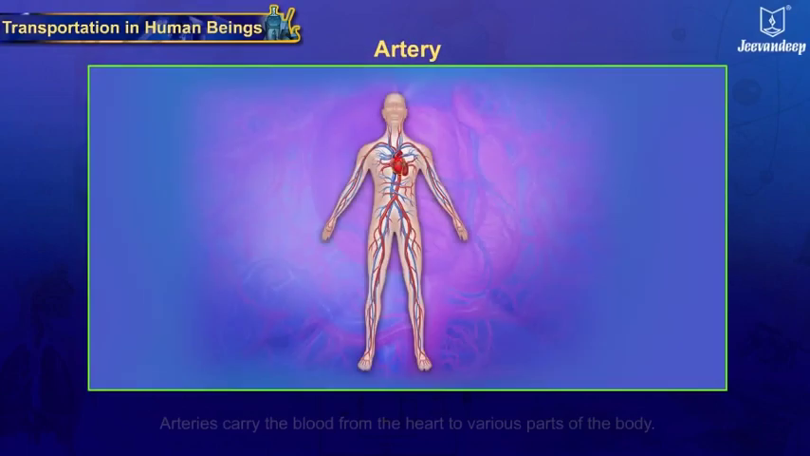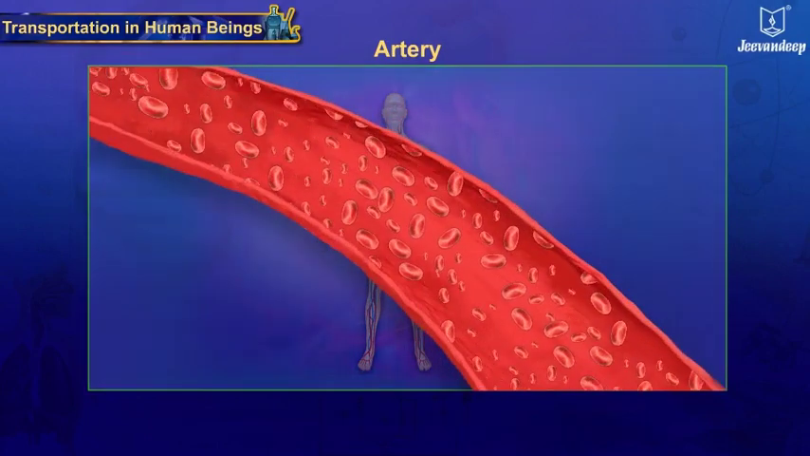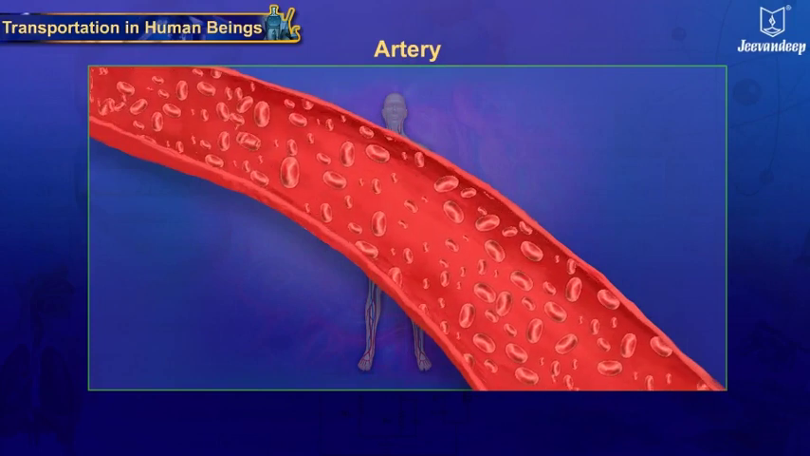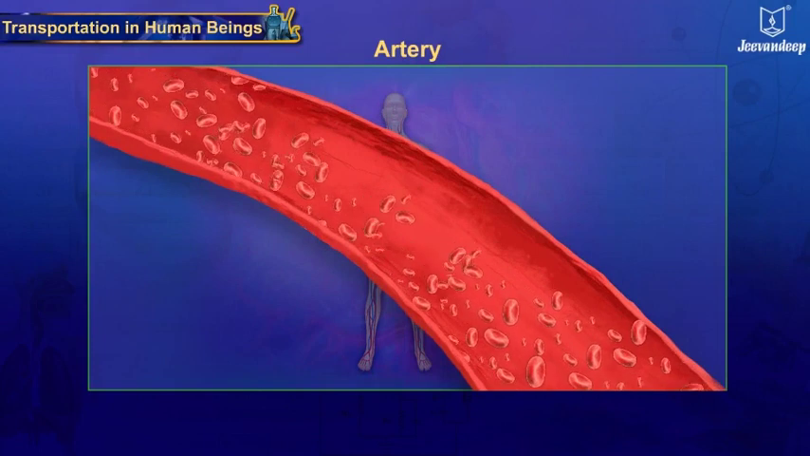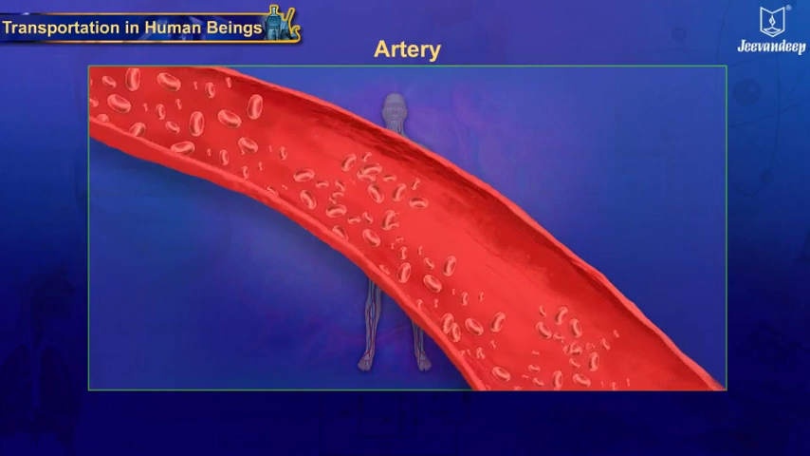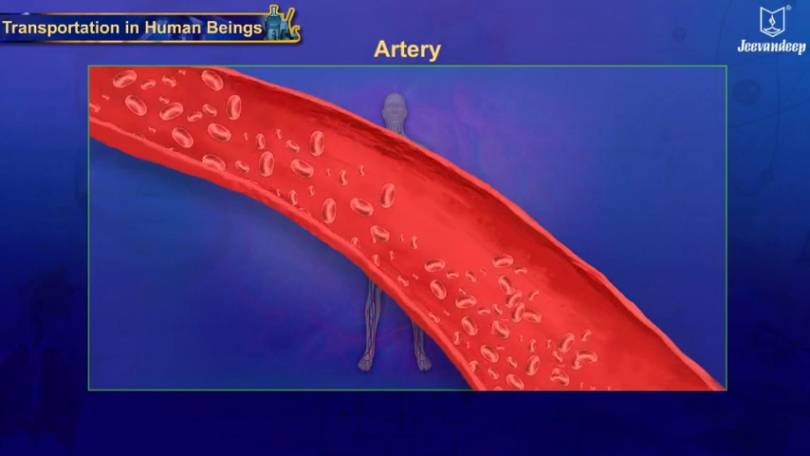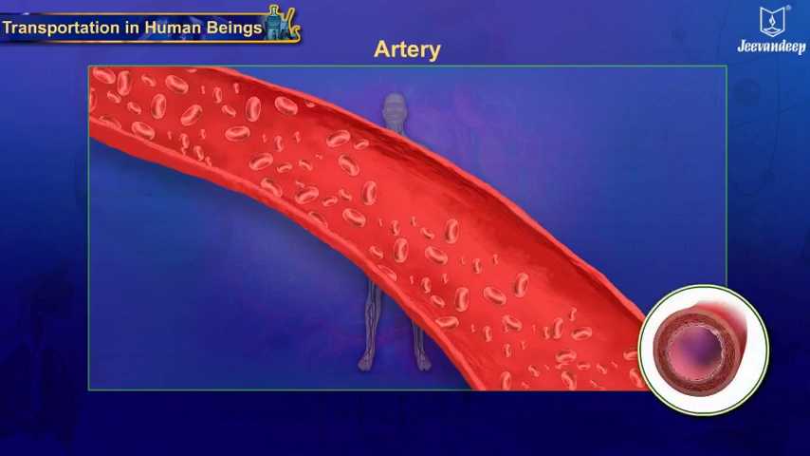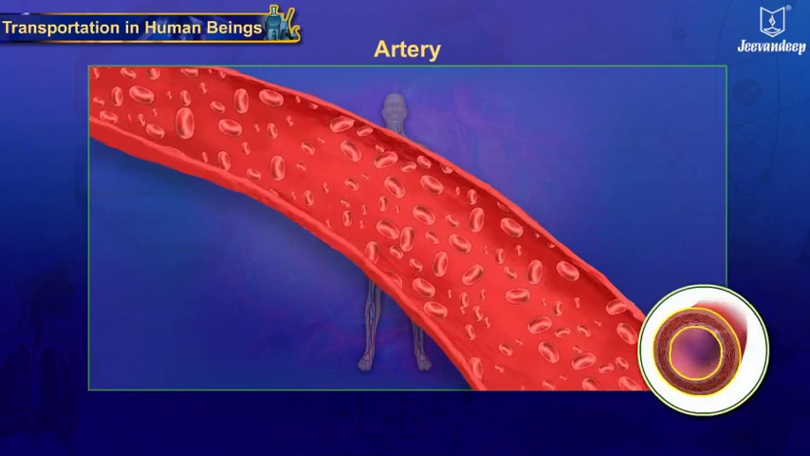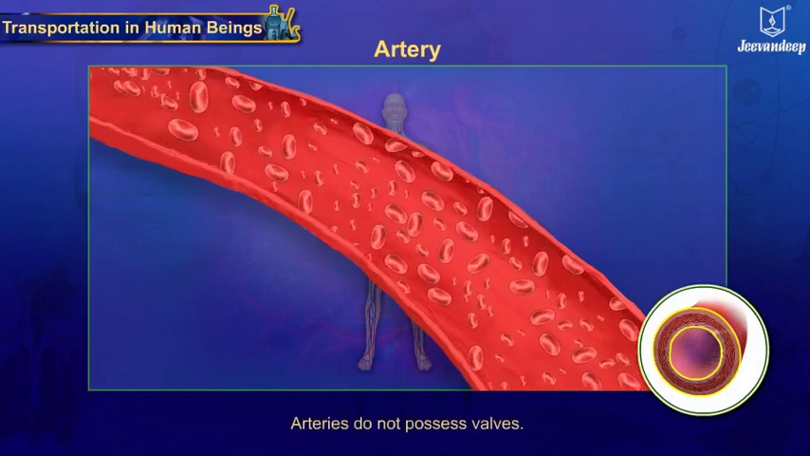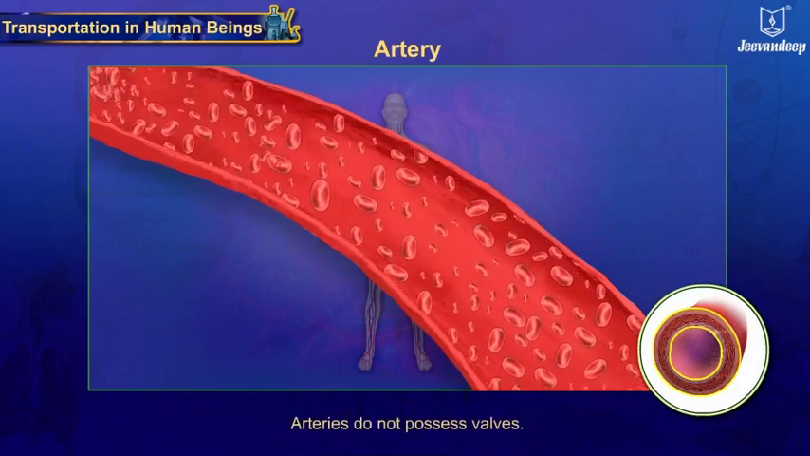Arteries. Arteries carry the blood from the heart to various parts of the body. The blood pumped out of the heart is under very high pressure. The arteries have to withstand this pressure. Hence, they are thick-walled and elastic in nature. Arteries do not possess valves.